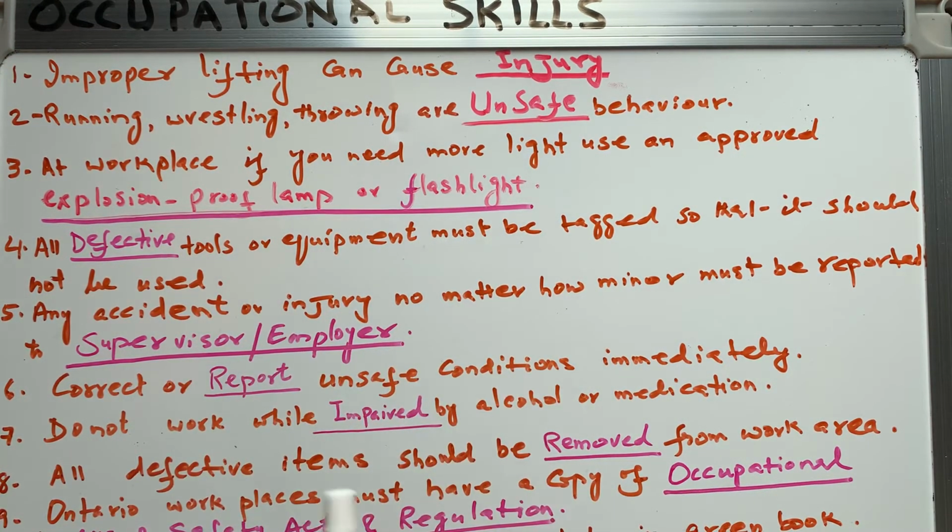These are all the points we generally have to follow and bear in mind, especially about defective pieces. All of these are very important at the workplace. Any accident or injury, no matter how minor or small, must be reported to your supervisor or your employer. That is called reporting an accident. Correct or report unsafe conditions immediately. We have to report to our supervisor or employer immediately, or if we can correct it, we can correct it and then report, that is also fine.